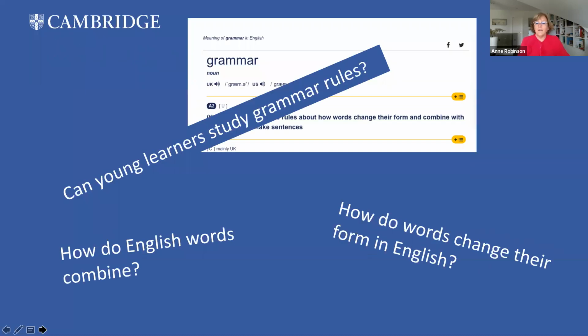So, my questions. Can young learners study grammar rules? Do you like grammar? Do you think it's useful to share grammar and to talk about rules and how words change their forms? How do you feel about grammar?